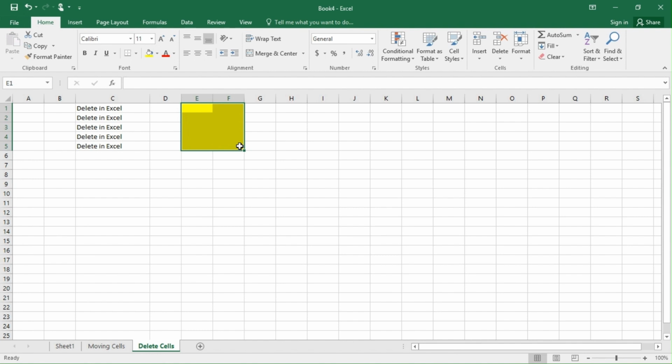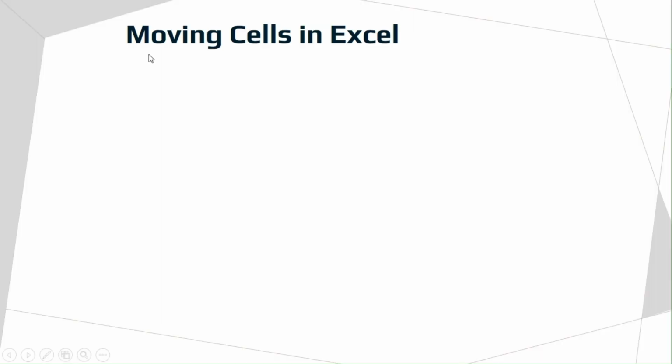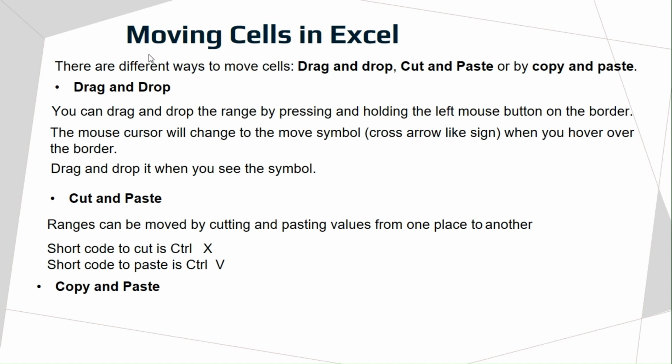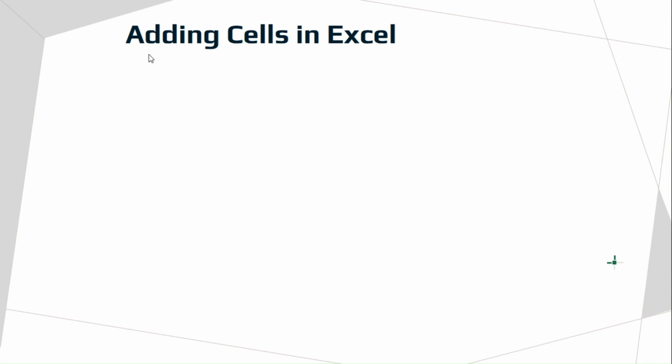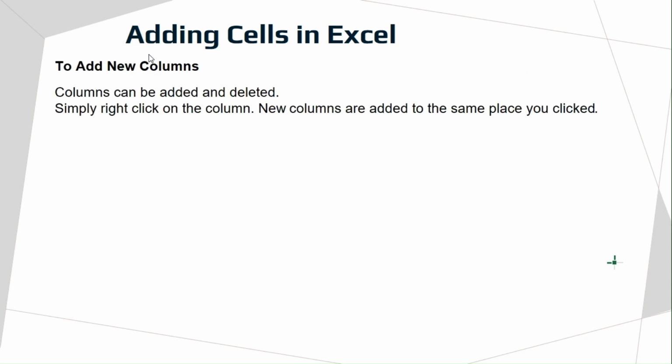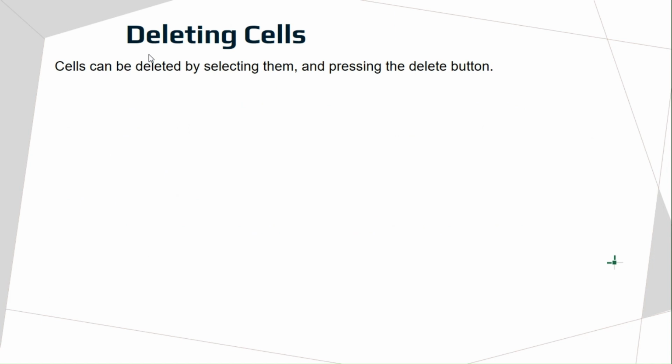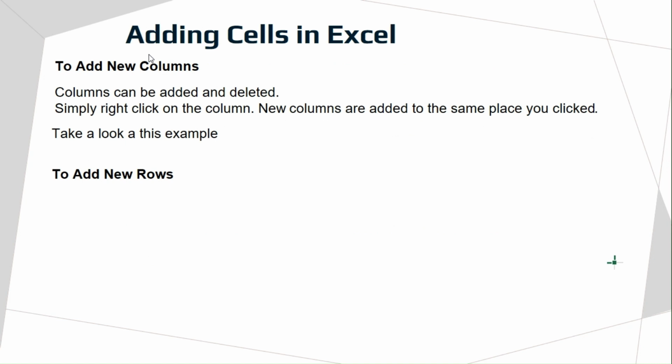Try to do this yourself and understand how all these functions work. In this lesson, we've been able to understand how to move cells using the different methods: drag and drop, cut and paste, copy and paste. We also looked at how you can add cells in Excel, how you can add a column, and how you can add a row. We also looked at deleting cells. Practice this yourself using the data available and try to master how you can perform all these functions in Excel.